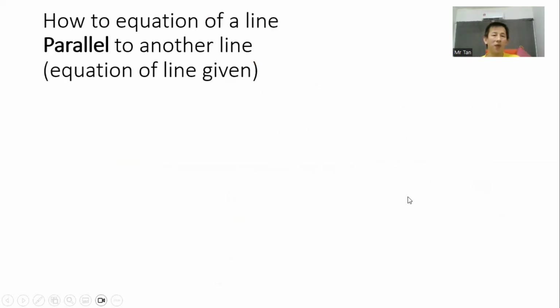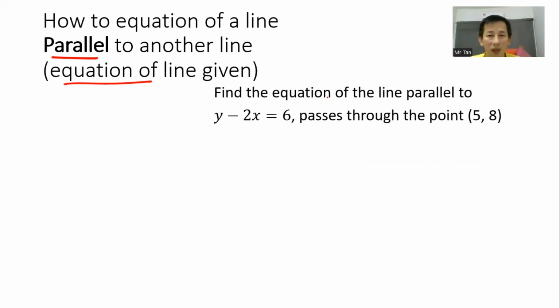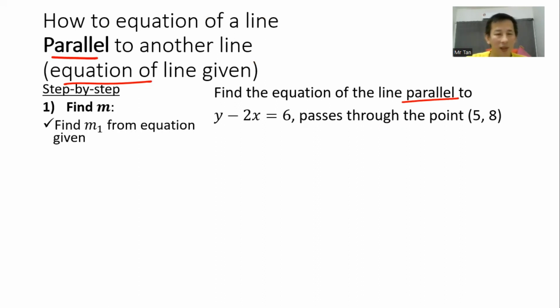Now we look at how to find the equation of a parallel line. When it gives you the equation, something like this: find the equation of the line parallel to y minus 2x equal to 6 that passes through the point (5, 8). To do this, find m1 from the equation given. In this case, you need to rearrange, so you have y equal to 2x plus 6. Therefore, your m1 is equal to 2.